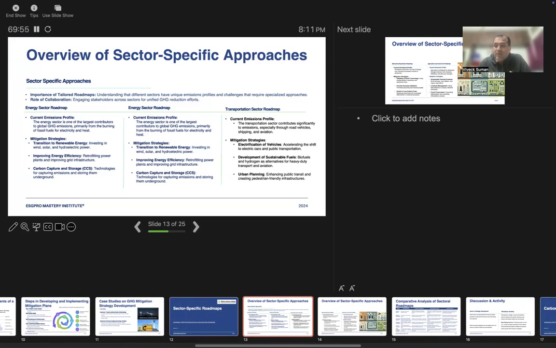By the way, the GHG Protocol has sector-specific discussions in detail as well. The importance of a tailored roadmap is understanding that different sectors have unique emission profiles and challenges that require specialized approaches. For example, the role of collaboration, engaging stakeholders across sectors for a unified GHG reduction effort.